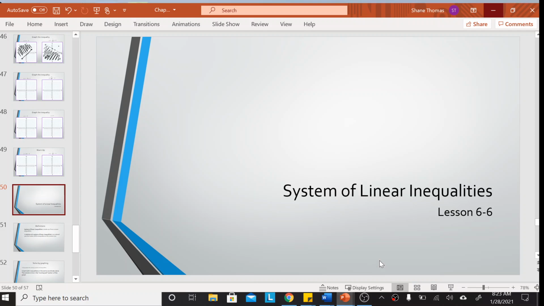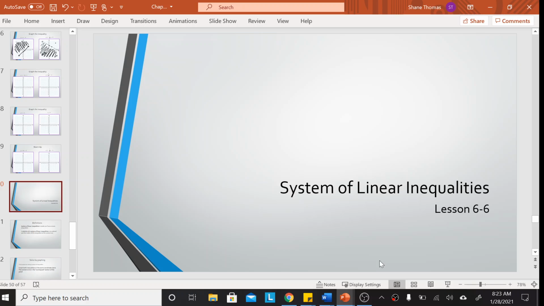So today we're looking at systems of linear inequalities. Yesterday we did inequalities. Inequalities we graphed very similar. Then you shaded in above or below based on whether it was greater than or less than. You did the dotted lines and the solid lines, those types of things.